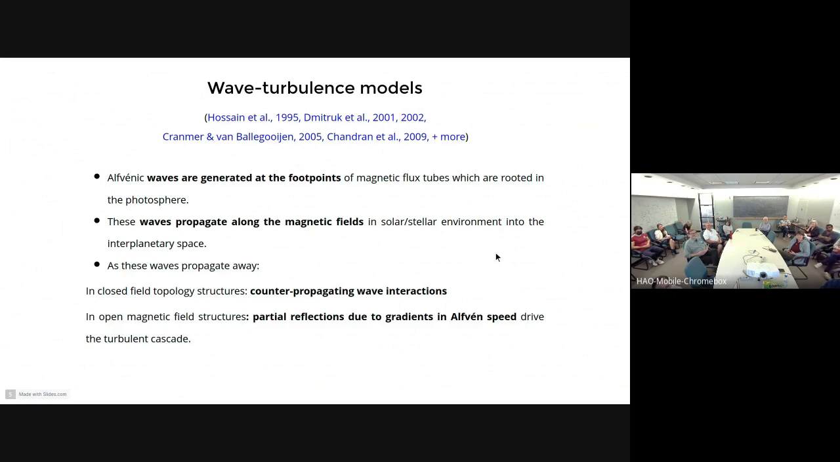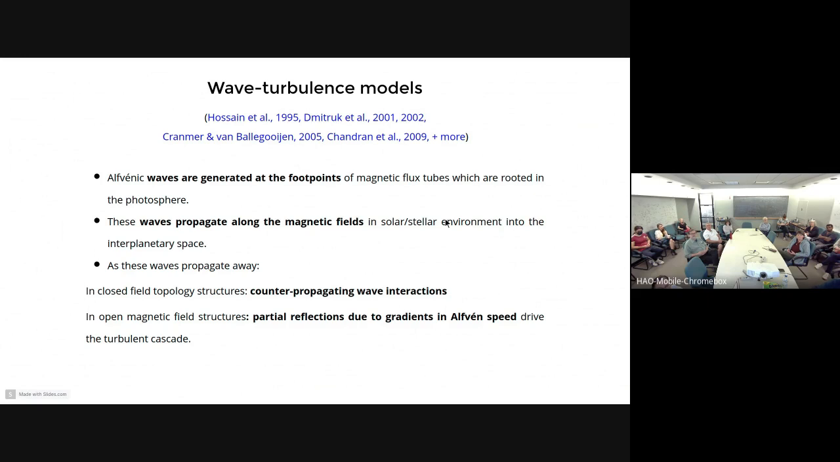A few models related to turbulence subscribe to this sort of view and have been in business for quite some time. The general idea behind these models is that these waves originate near the photosphere. They follow the magnetic field lines, and as they propagate up, they interact with the gradients in the magnetic field as well as the density. As they do, there could be reflection, and the counter-propagating waves in the nonlinear regime can actually create turbulence.